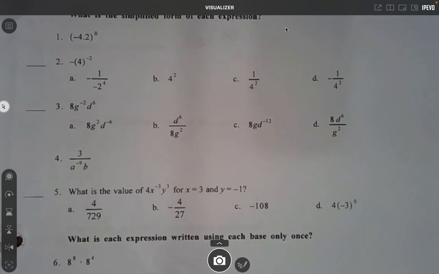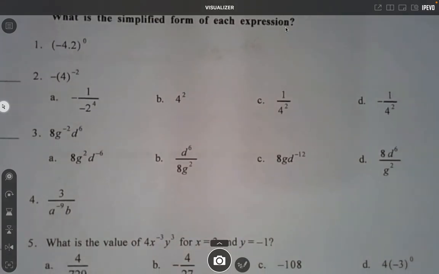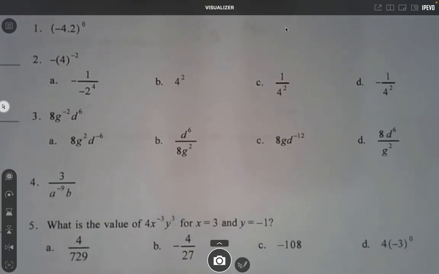All right, so number 1, anything to the 0 power is 1. So that's your answer on that one. And y'all, if you forget, type it in your calculator. If the number is in parentheses, make sure you type it in the calculator in parentheses. So put the negative 4.2 in parentheses. Otherwise, your calculator may give you a negative 1, and it's not. It's just 1.